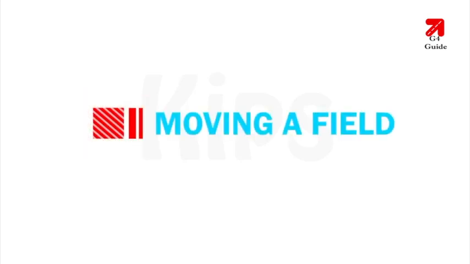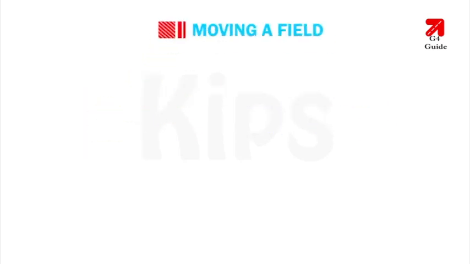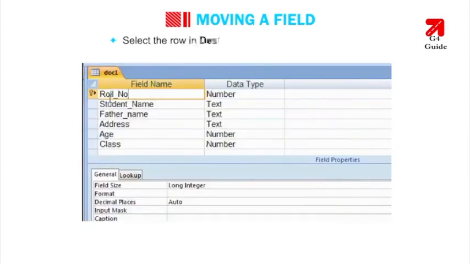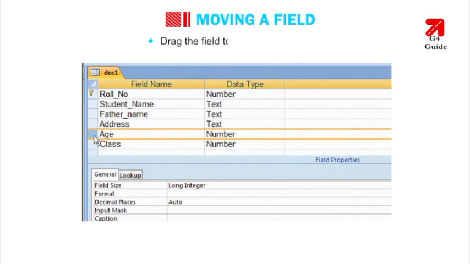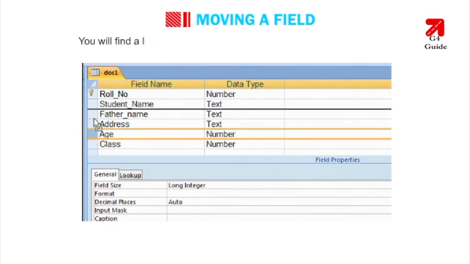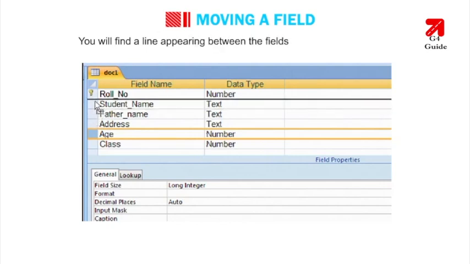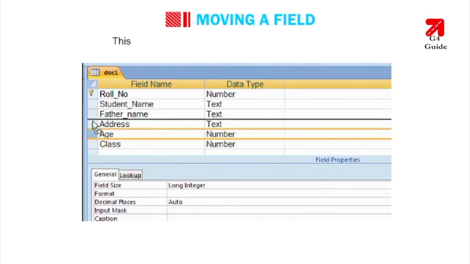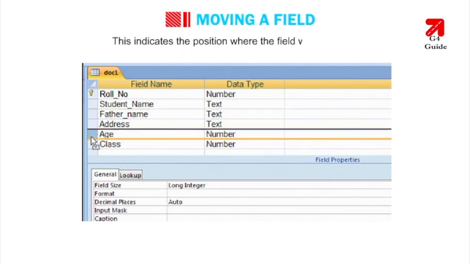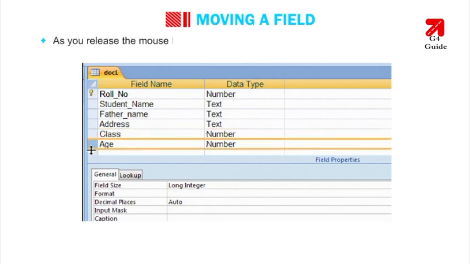Now let us find out how to move a field. Select the row in Design View that you want to move. Drag the field to the desired location. You will find a line appearing between the fields as you drag over them. This indicates the position where the field will be placed. As you release the mouse button, the selected field will be placed at the new location.